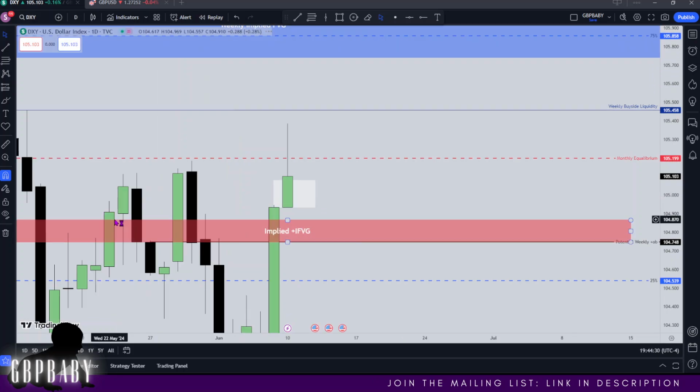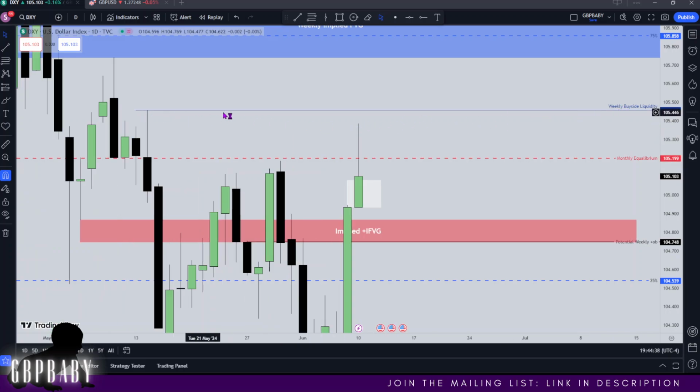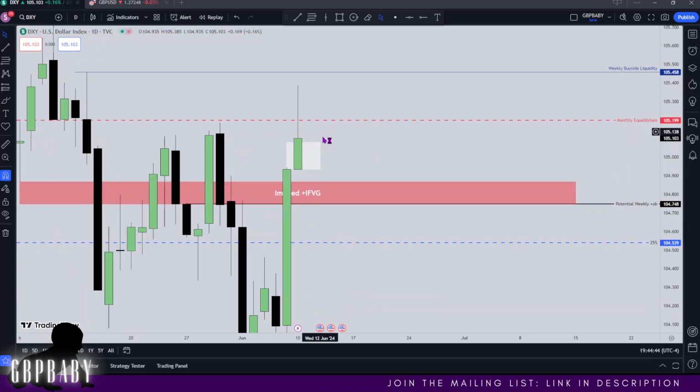So let's go to the daily, and you'll see here's our daily wick. We traded up higher, again creating that high, just about missing that weekly buy side liquidity, leaving these relative equal highs intact now. So what's going to happen, they'll likely come for these later on in the week, and now we can start thinking about potential discount PD arrays to create the low.